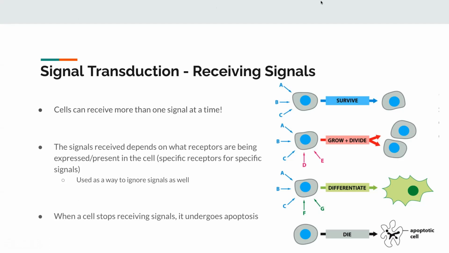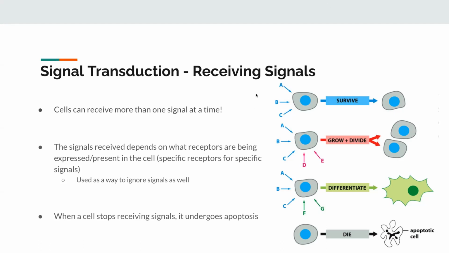Okay. Important to know, cells can receive more than one signal at the same time. And the signals that are received by the cell depend on what receptors are being expressed in the cell. So this is how you control what signals the cell is going to respond to. Like if it's getting a signal to differentiate, but it's not expressing that receptor, the signal won't be able to bind to the receptor and affect the change within the cell that would cause it to differentiate.